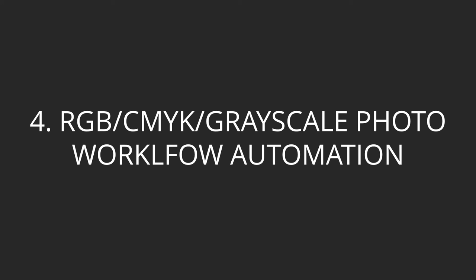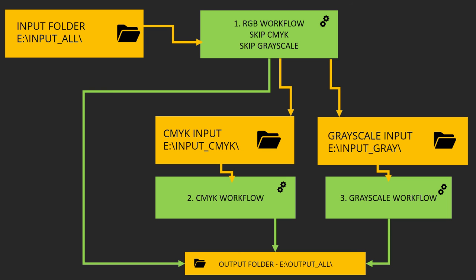Okay, so then we have this a little bit advanced and complex topic. This is quite typical for the printing industry. You have one folder, for example, where your customers are sending photos and images via FTP or uploading from the web, so you have to handle RGB, CMYK and grayscale images automatically. So how can you do it? This is a little bit complex, but it's very easy with Automata.